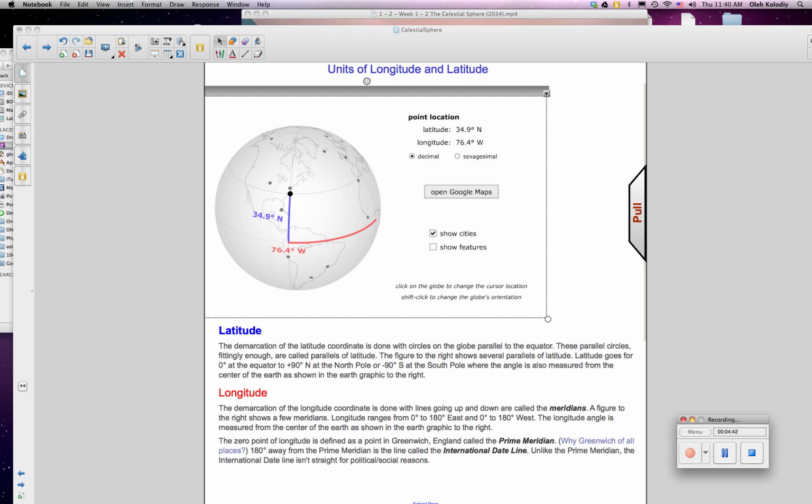So here we see various cities, in particular Washington, D.C. is at a latitude of 38.8 degrees north of the equator, and a longitude of 76.4 degrees west of the prime meridian.